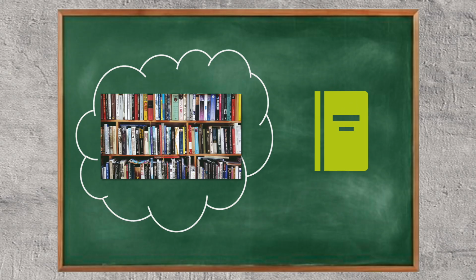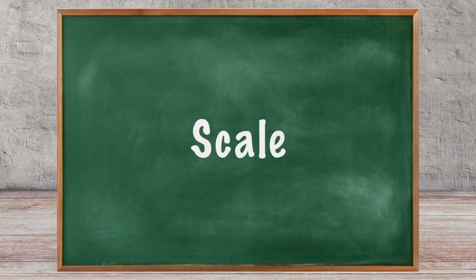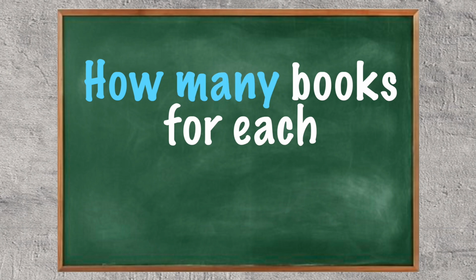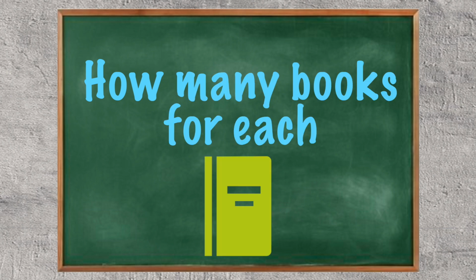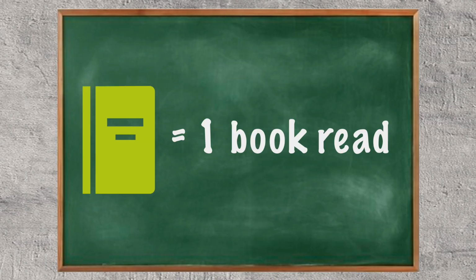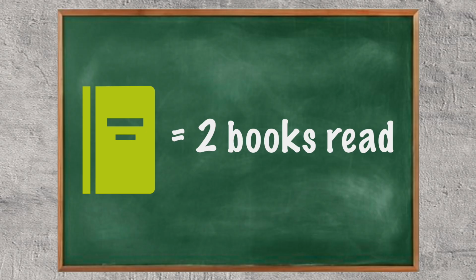Now that we have the symbol, let's decide on a scale. The scale means how many pieces of data are represented by each symbol. We can use any scale, but 2 might be good. This scale, 1 book equals 1 book read, or this scale, 1 book equals 2 books read.